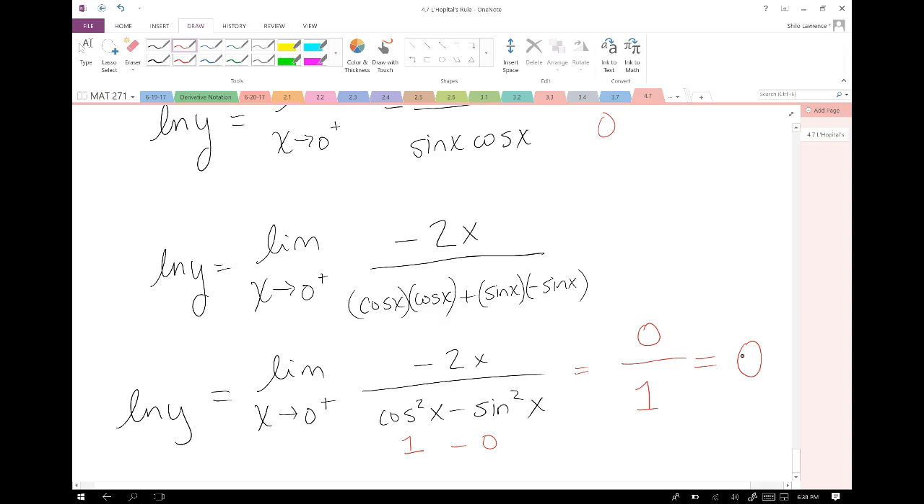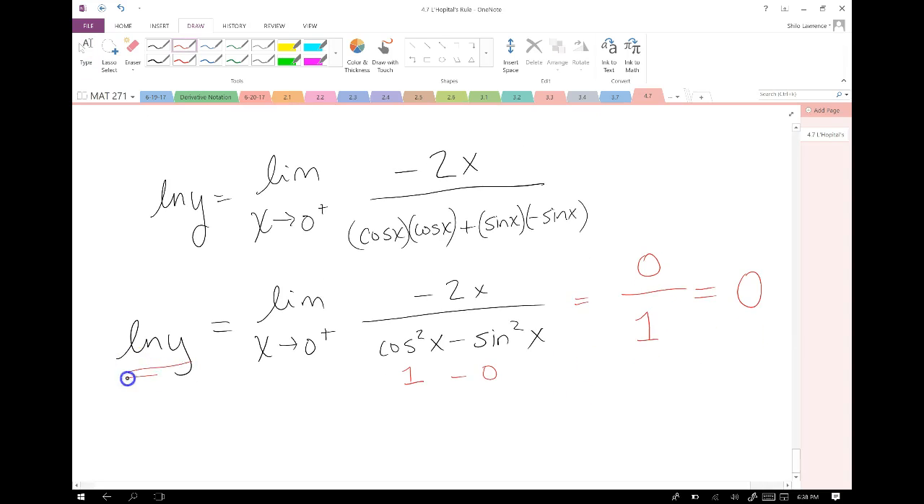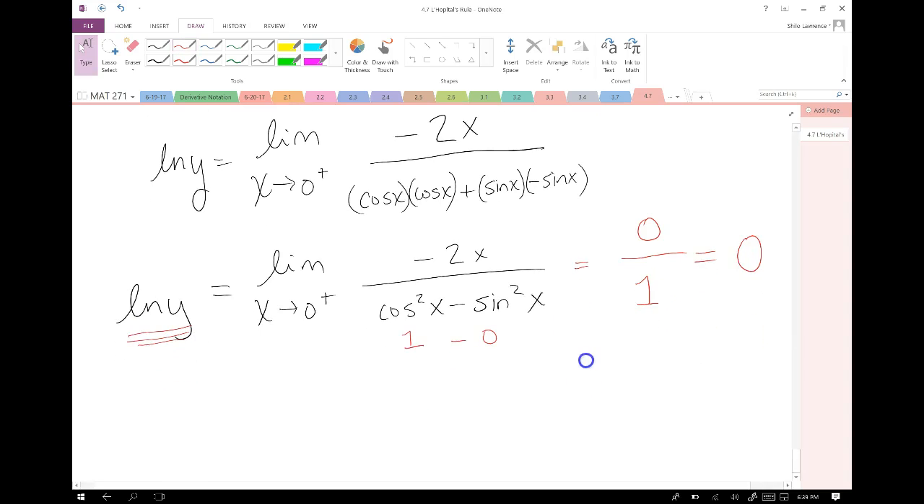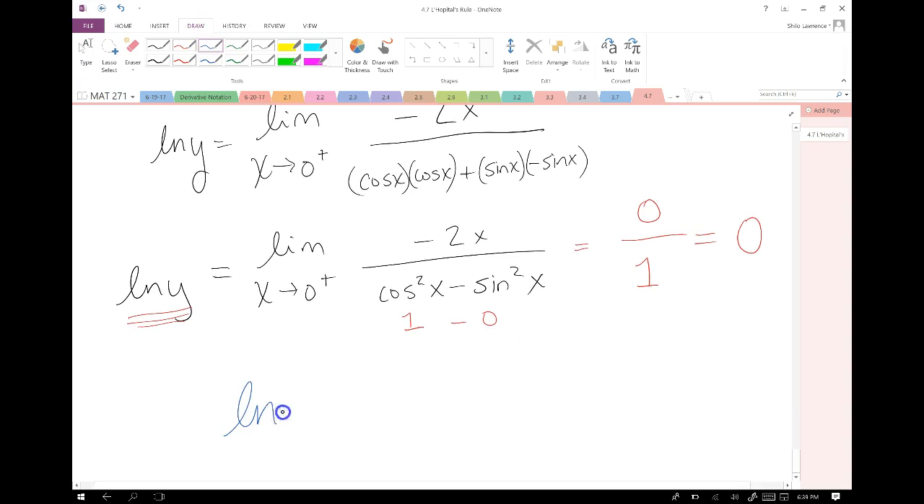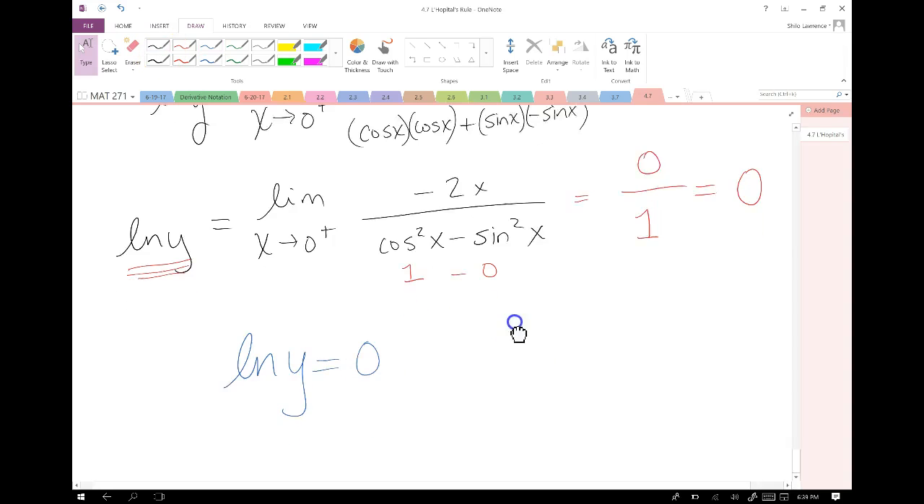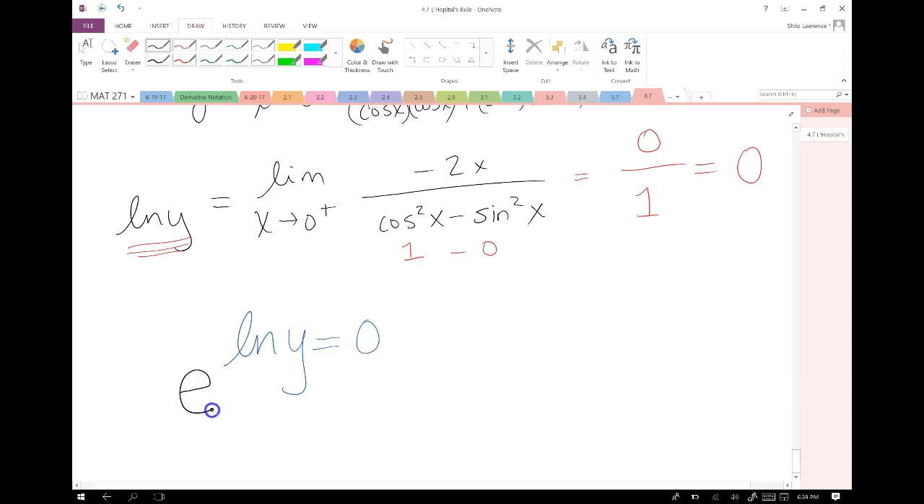But don't forget, that is not our answer. That's what natural log of y is equal to. So I've almost finished the problem. Natural log of y is equal to 0. And now to fix that and get my final answer, I need to cancel off that natural log. And to cancel off the natural log, we throw an e in front of both sides. E to the 0 is equal to 1. So this limit is also 1, just like the last one.